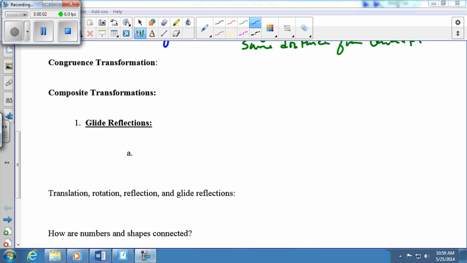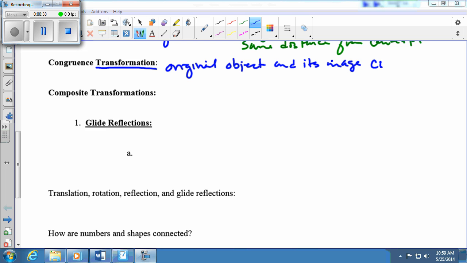So what we've been looking at are called transformations. If you recall, there are three types: the translation, the reflection, and the rotation. A congruence transformation takes those and says the original object and its image, so the image is produced by either that translation, reflection, or rotation, is congruent to its original. So the original object and its image are congruent. We call those congruence transformations.